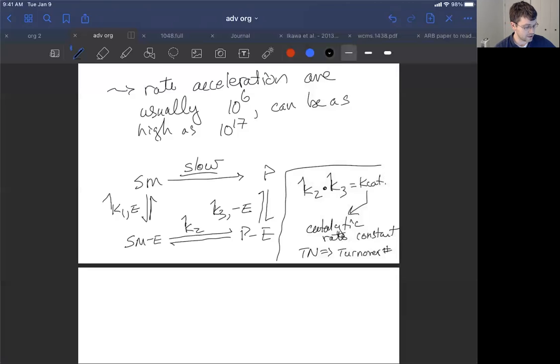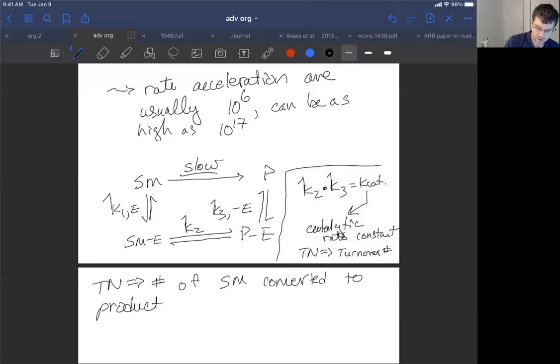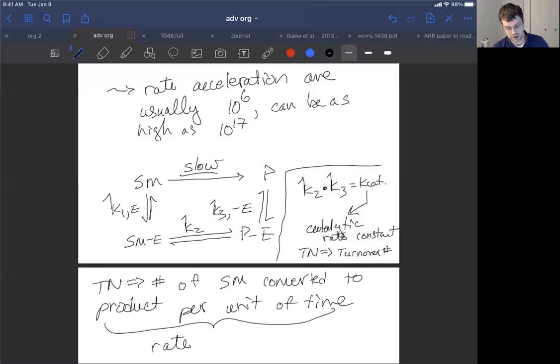Okay, I'll accept that the K cat that we want to pay attention to is just the product of K2 and K3. I get it. But why is that the turnover number? Well, the turnover number is the number of starting materials converted to product per unit time. That's just a rate. And so we're just kind of using that in the context of the starting material with the enzyme.